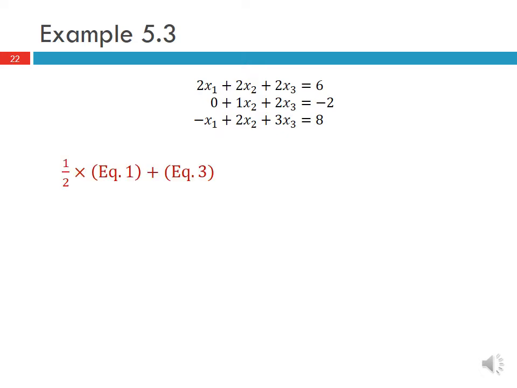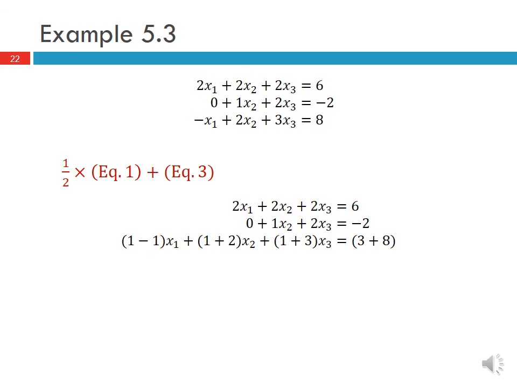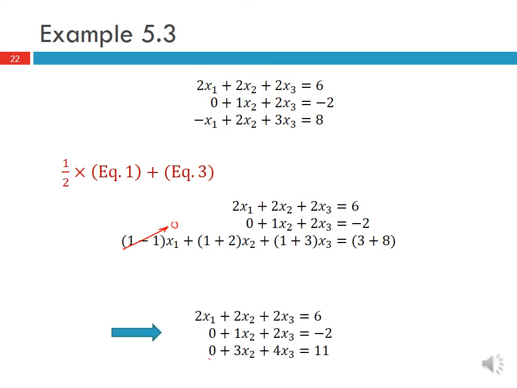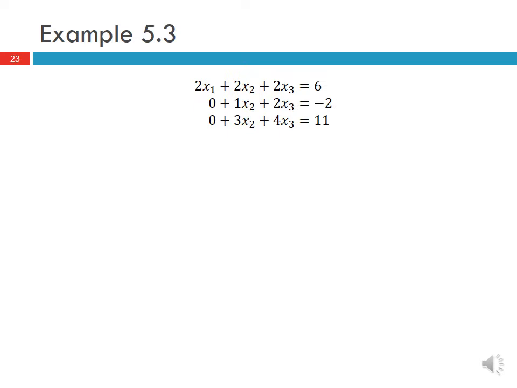Then we can take 1/2 times equation 1 plus equation 3. So that gives me the expression here, and you can see again this goes to 0. So we end up with a 0 for our coefficient of x1 in equation 3. And this is where our equations are at now.